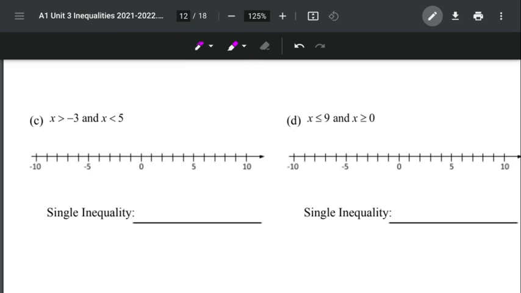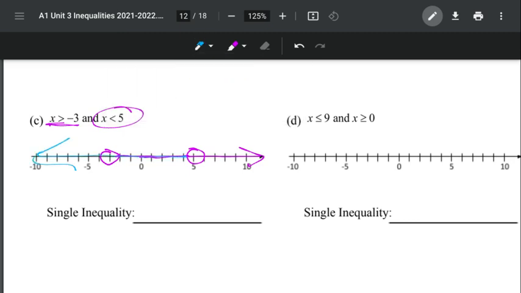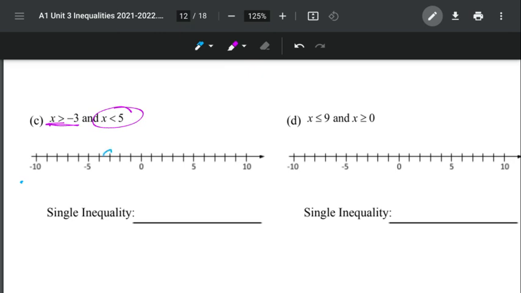Now let's do C. I'm going to do this, then I'm going to erase it. X is greater than -3, so that goes in that direction. And then less than 5, and that arrow, let me change the color, goes in that direction. What happens is the arrows overlap. And that's why for an and statement, what you have to do is just basically plot the points and connect it with a bar.